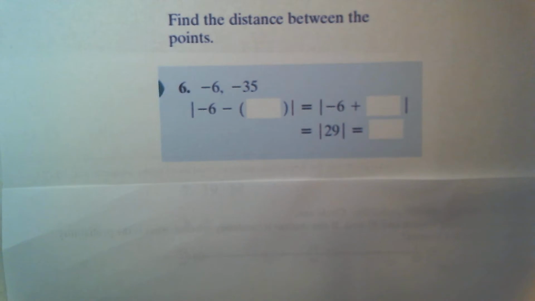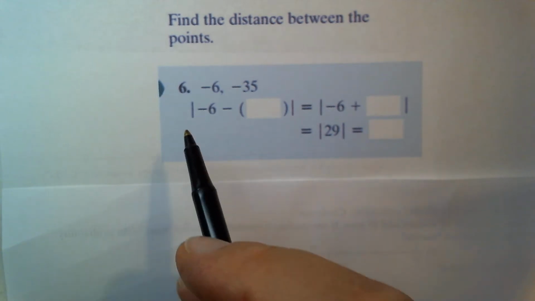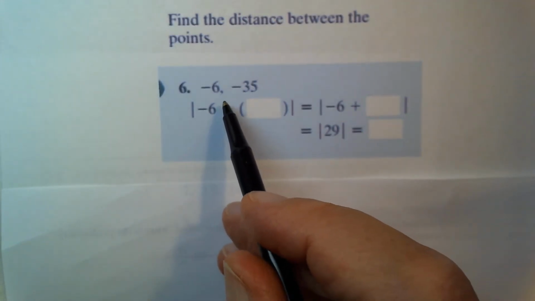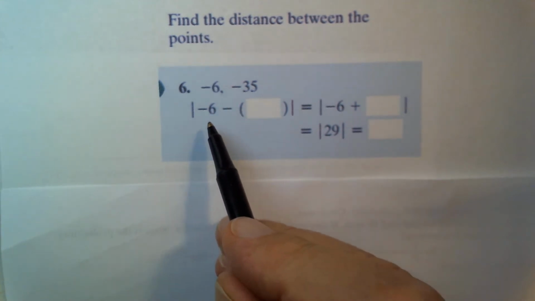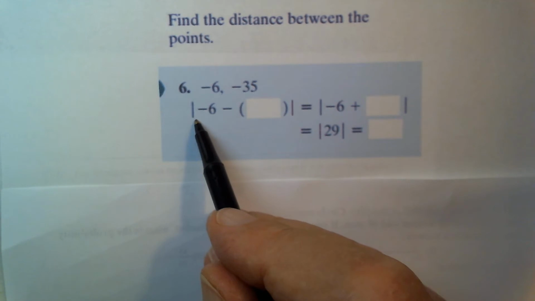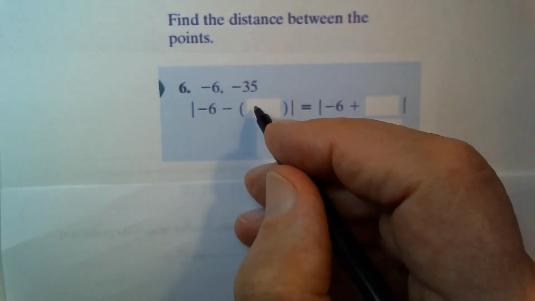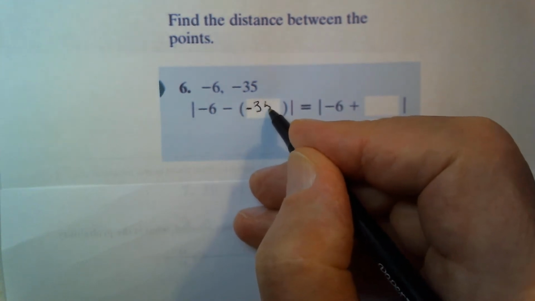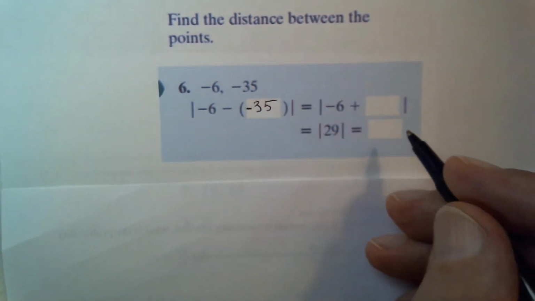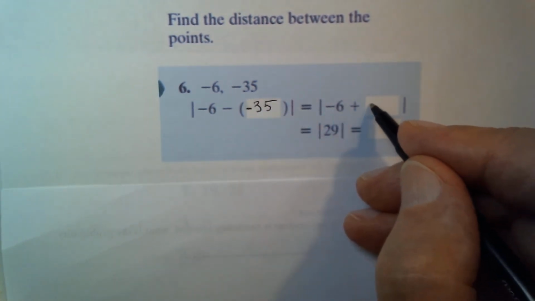So let's apply that definition to this exercise number 6. We are supposed to find the distance between minus 6 and minus 35. So we take the absolute value of minus 6 minus negative 35, which would be minus 6 plus 35.